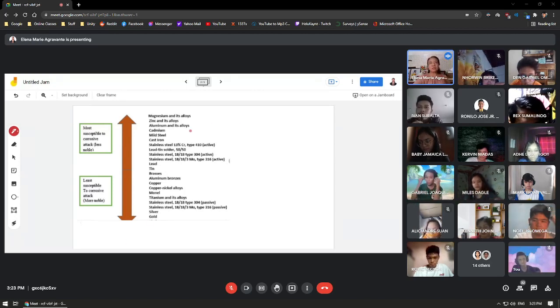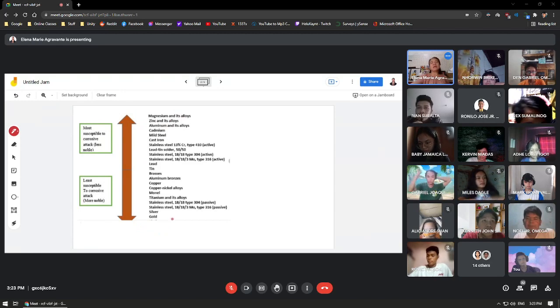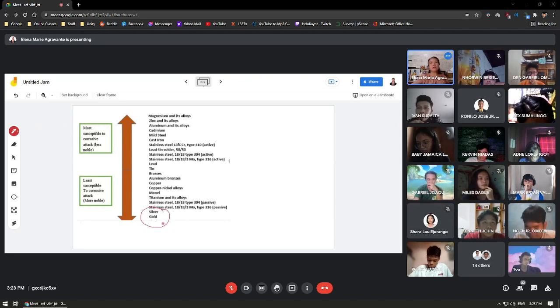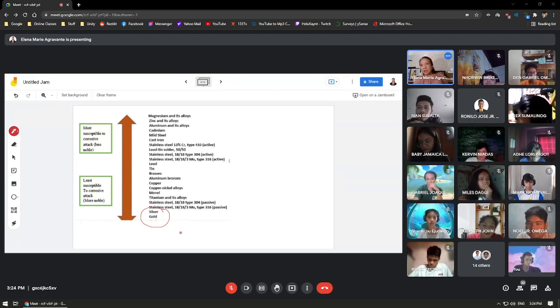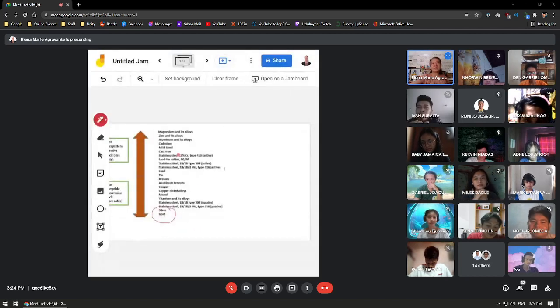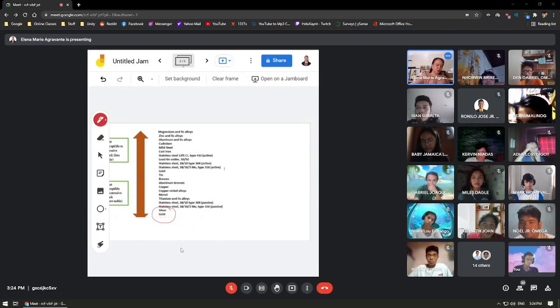Now notice, it is the same: the more reactive going up, and going down we have the least reactive. In fact, gold is here, silver and gold. It has been proven and tested that gold is unreactive. You wear gold because gold will not be tarnished, it is unreactive. That's the point there. Why? Gold is utilized in your jewelry.